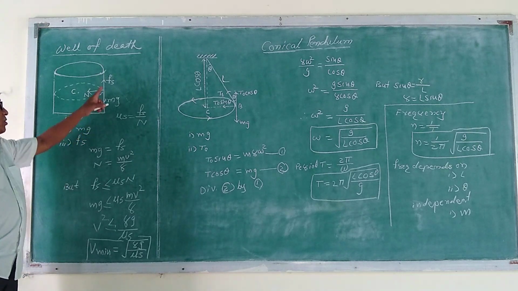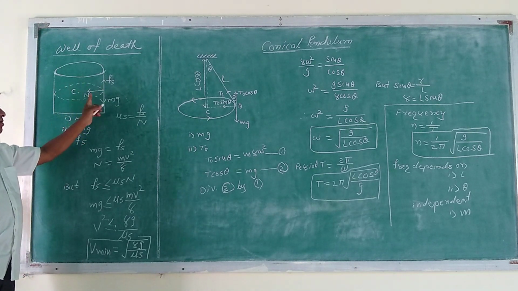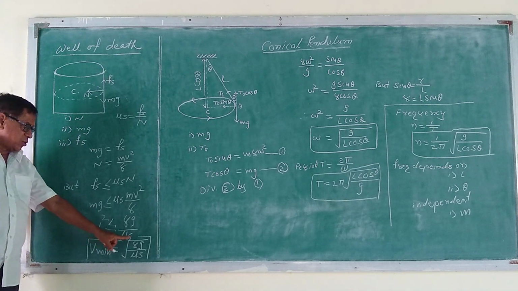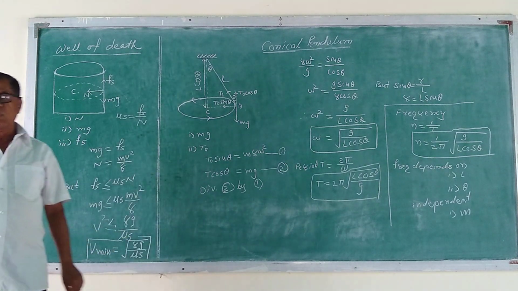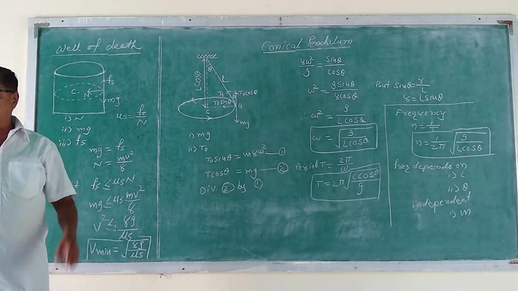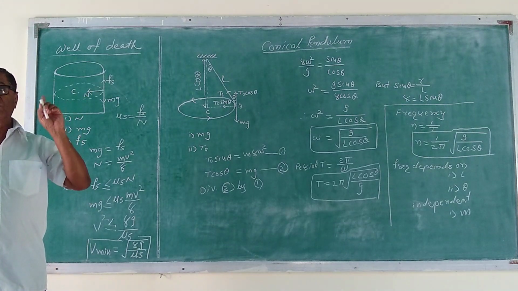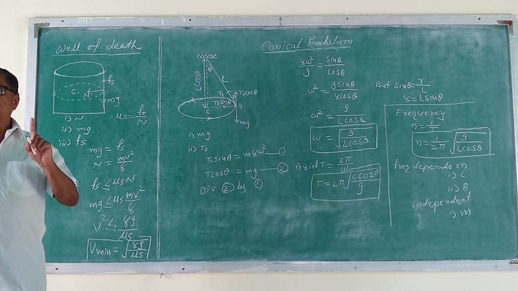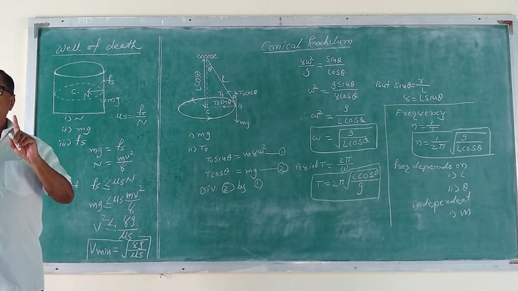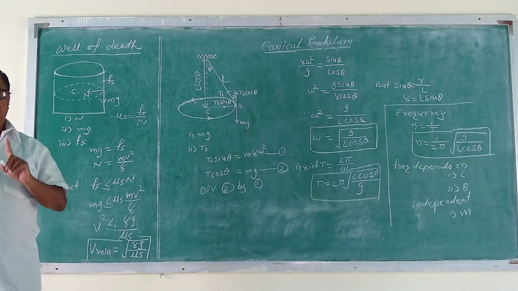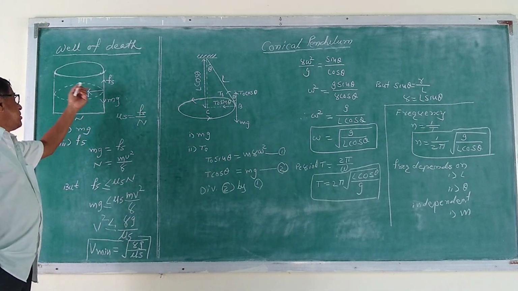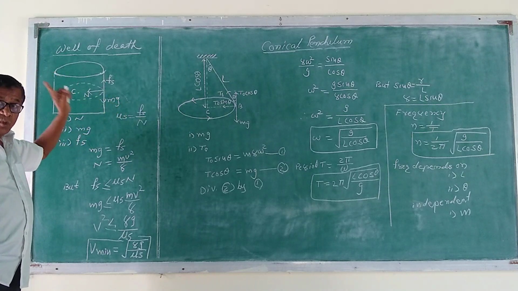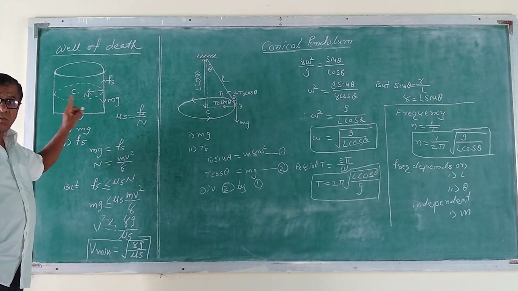That is, the motorcyclist driving in the horizontal circle, the minimum speed required is equal to square root of Rg upon mu s, where R is the radius of that circle, that is radius of that cylinder, g is the acceleration due to gravity, and mu s is the coefficient of friction. That is the minimum speed required by the cyclist to drive in the horizontal circle. Remember that is the horizontal motion, not the vertical motion.